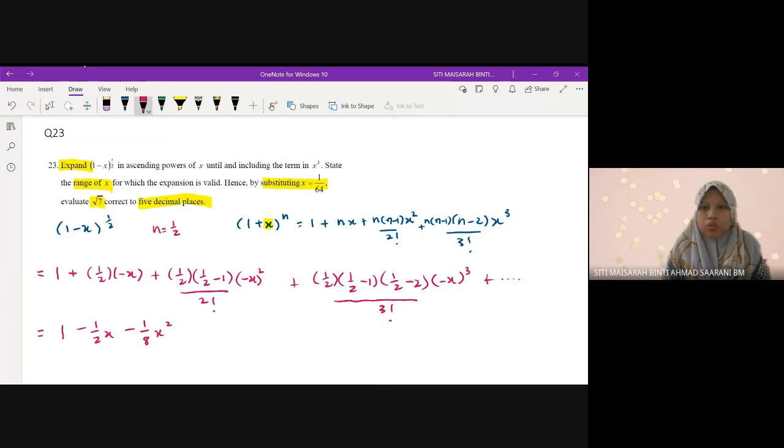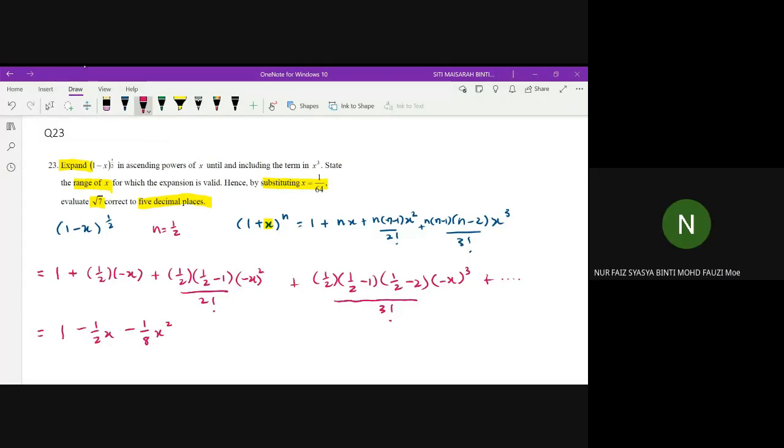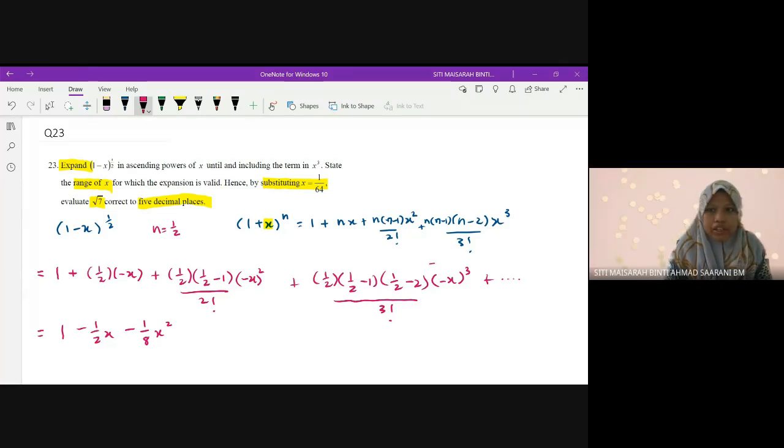Then this one is 1 over 2, 1 over 2 minus 1, 1 over 2 minus 2, negative x cube, over 3 factorial. You must put negative x cube.